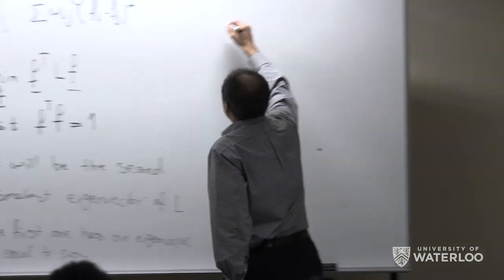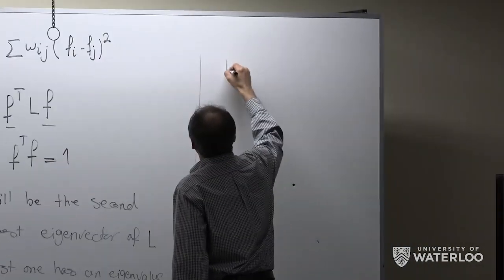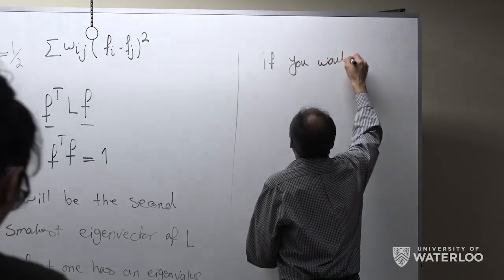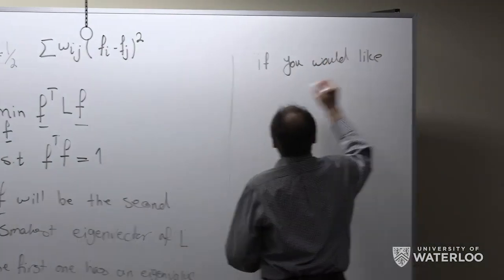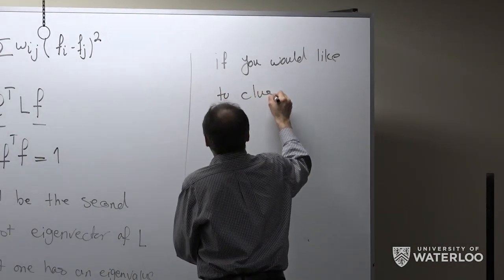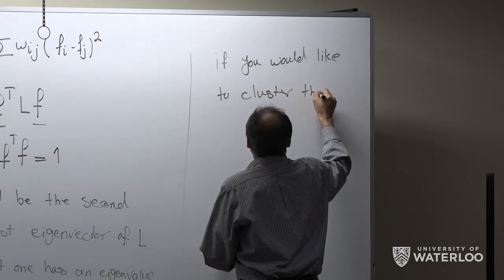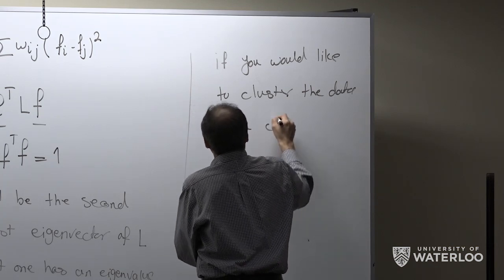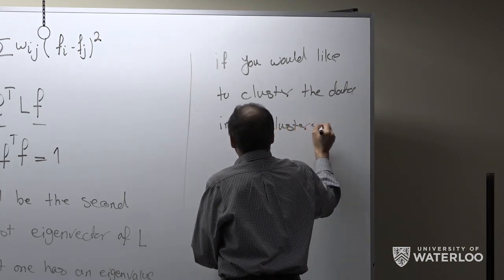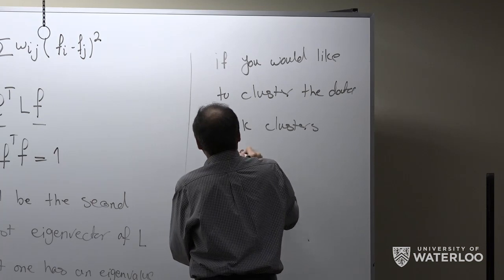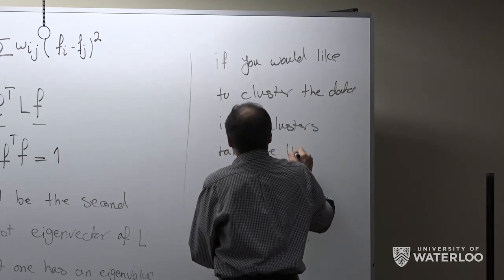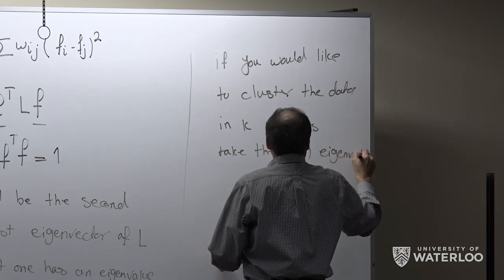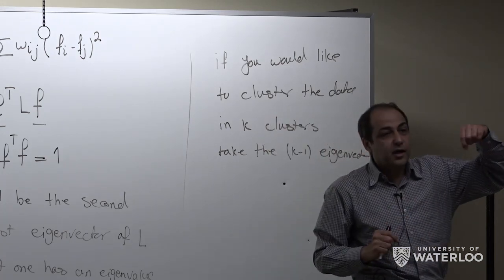Okay? So if you would like to cluster the data in k clusters, take the k minus 1 eigenvectors. And then how can I decide?